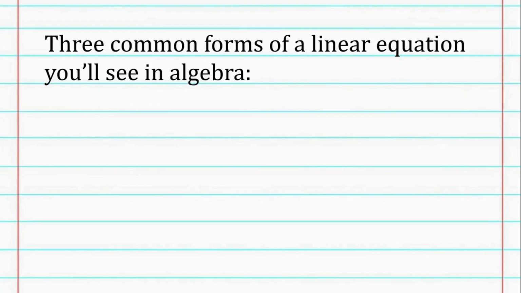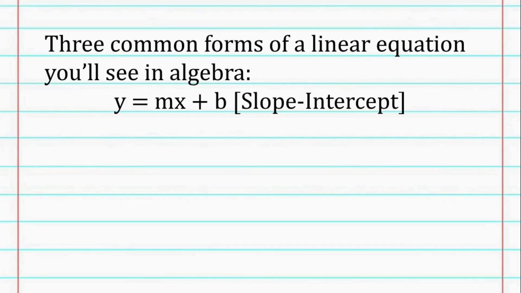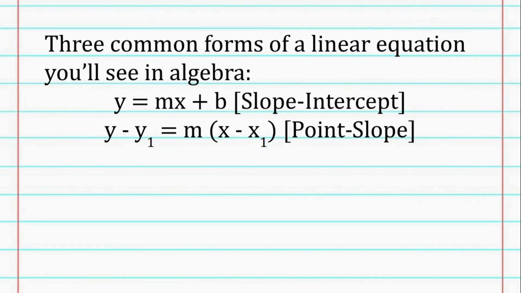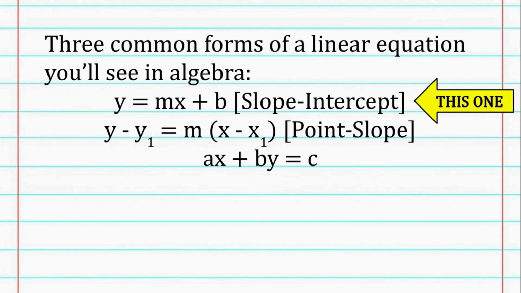If we're talking about linear equations, they generally come in one of three forms. First, we have slope-intercept form, y equals mx plus b. Then we have point-slope form, my personal favorite. And finally, we have ax plus by equals c, which is commonly associated with systems of equations. This episode is about the first one.